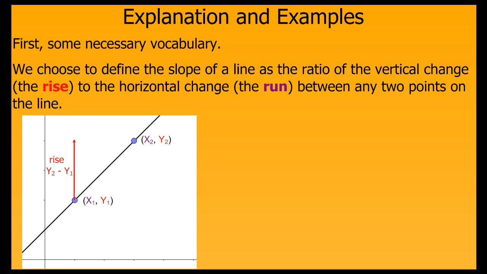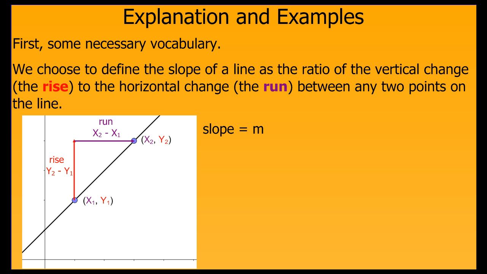Well, the rise for this line, how much vertical change there is, is going to be the difference between y2 and y1, the two y coordinates of the points on this line. Our run, or horizontal change, is going to be the difference between x2 and x1, the two x coordinates of points on this line. It's really important to understand that we can pick any 2 points on a line to calculate the slope, as the slope of a line is always the same, or constant.